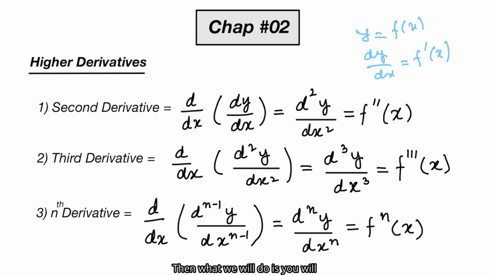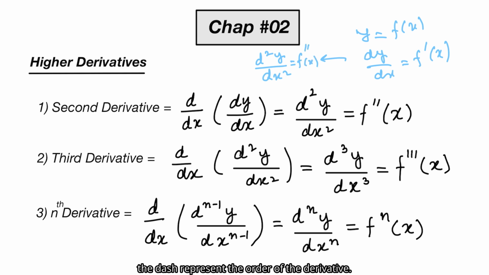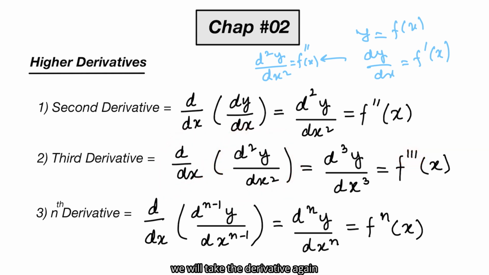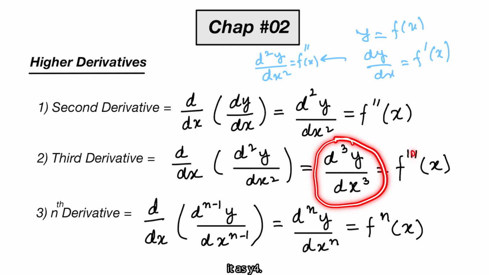Then what we will do is, you will take the derivative again of this particular derivative, which means that we would have a second derivative, and its notation is f double dash x, as the dash represents the order of the derivative. In this case it is 1, in this case it is 2. So we have the first derivative here and the second derivative here. Now for the third derivative, we have to take the derivative again of the second derivative, and we'll write it as f triple dash x, while for the fourth derivative, we'll take the derivative again of this derivative, and we'll write it as f to the power 4.